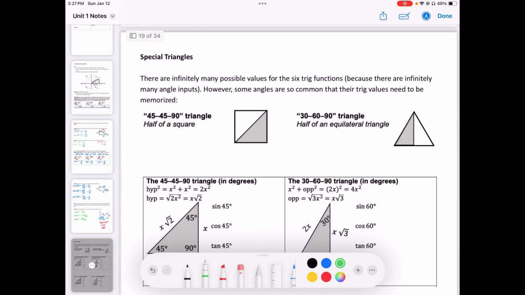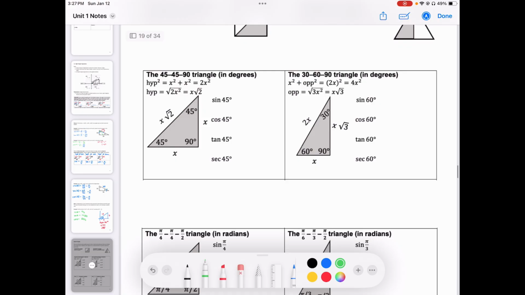We also have these triangles called special triangles. There's two kinds. There's the 45, 45, 90, as well as the 30, 60, 90. So the first one is half of a square. The second one is half of an equilateral triangle. They have special characteristics, and it's definitely worth feeling comfortable with them. We're going to be working a lot with these guys.